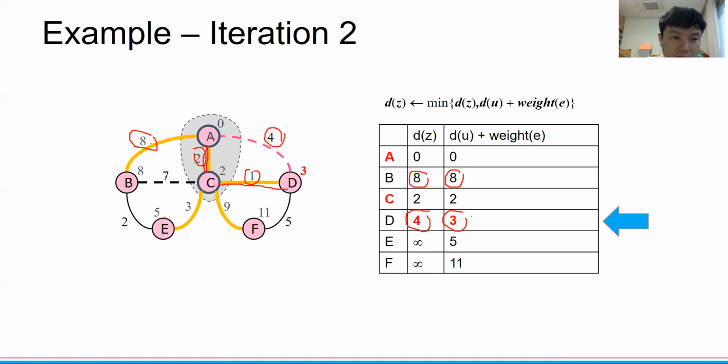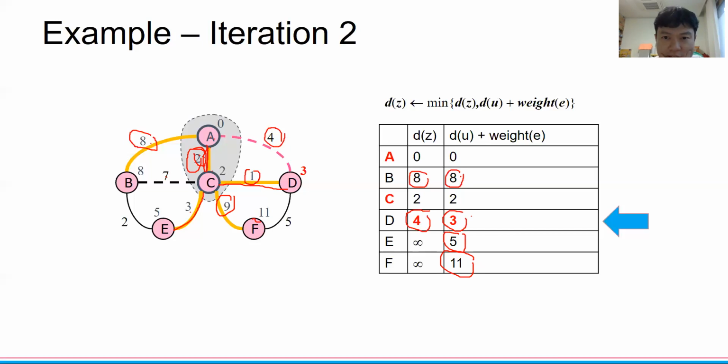What about E? We can go to E through C, because now we are connecting A and C. So the possibility of going to E is this way: 2 plus 3, then we have 5. And then we can go to F, because we already reached C. So I have 2 plus 9, and the result is 11. Now we have all the new nodes.